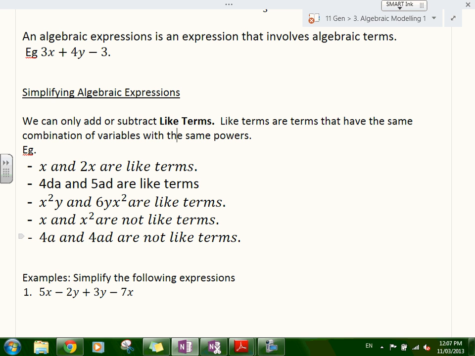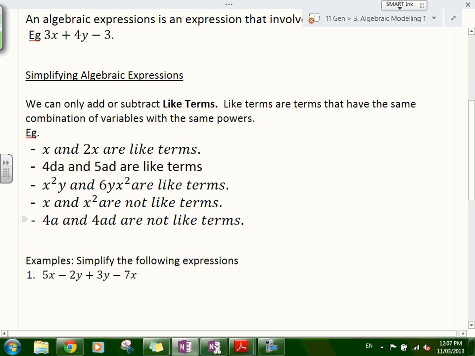Well, 4a and 4ab are not like terms. They both have a variable a, but this one has b. So the combination has to be exactly the same. Right? Same combination of variables, each of them to the same power. The order can be different if they are multiplied together, but it has to be exactly the same. Right? And how many numbers come before it doesn't matter. It's called the coefficient. The coefficient of the term doesn't matter. It's simply the variable, the combination, and the powers of them.